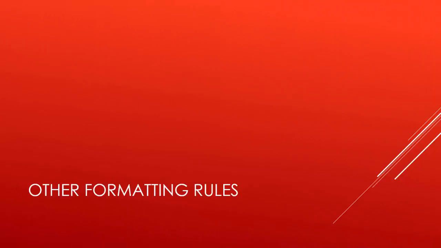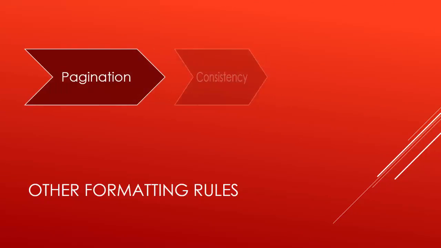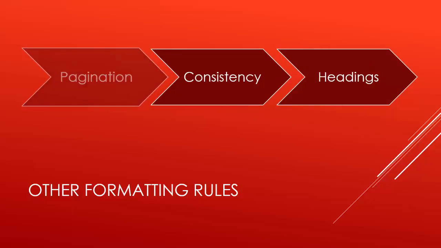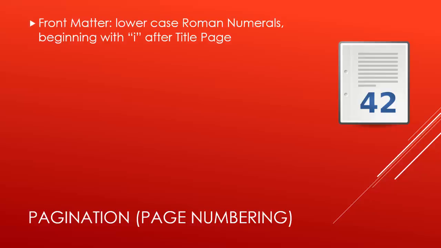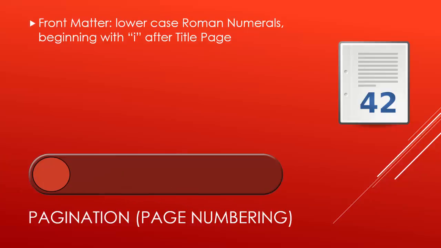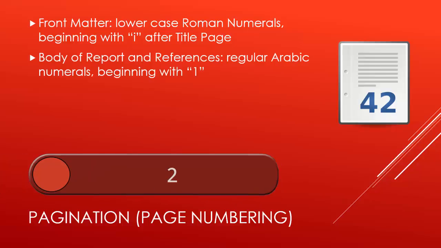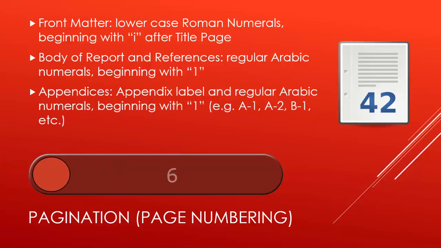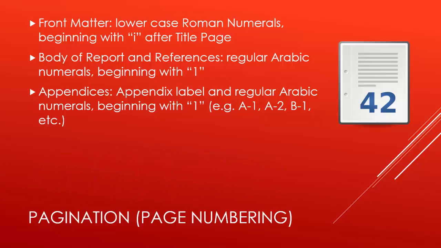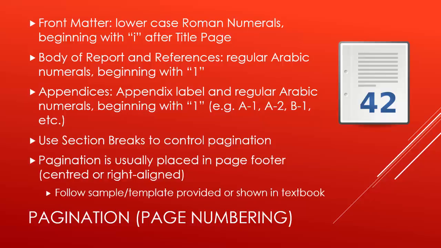There are 3 other key formatting rules to remember about pagination, consistency, and headings. For pagination or page numbering, the convention is to number the front matter after the cover page using lowercase Roman numerals, and to number the body of the report and the references using regular numerals starting at 1. If appendices are included, they're numbered by the appendix label and regular numbers starting again at 1, for example, A-1, A-2, etc. In order to achieve these various page numbers in one electronic document, you will need to use section breaks. These allow you to control each section separately. The page numbers are generally placed in the footer of each page, either centered or on the right margin, although you should follow the pattern demonstrated in your textbook or provided by your instructor.